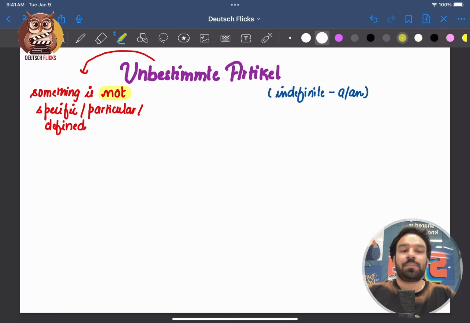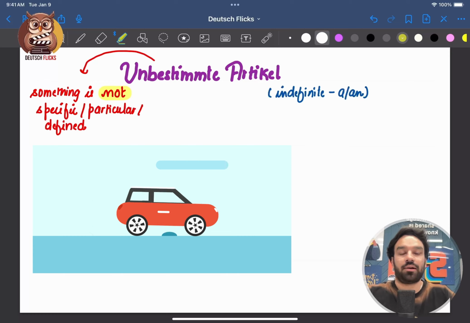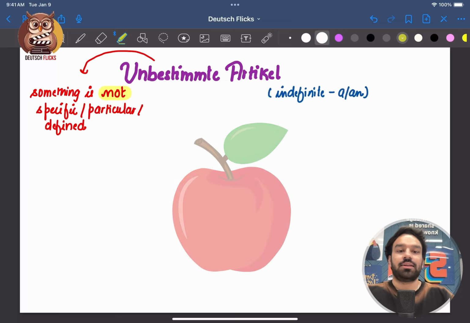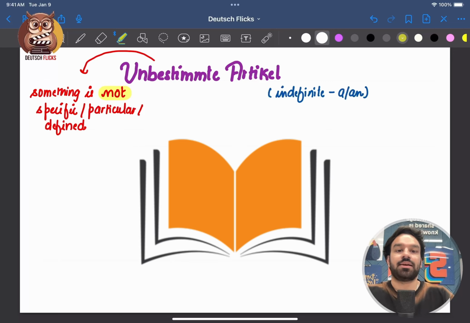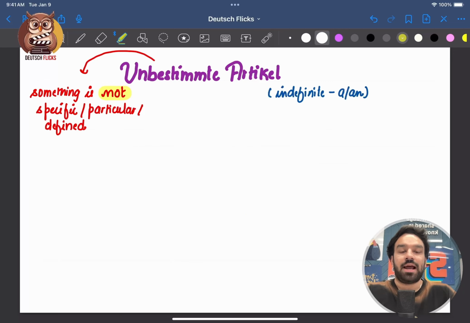For example, now we will not say "that is the car." There's nothing specific, particular, defined about the car. It will always be "that is a car." That is an apple, that is a book. So here I have not specified. It could be any book, it could be any apple in the world. I'm talking about something which is general.